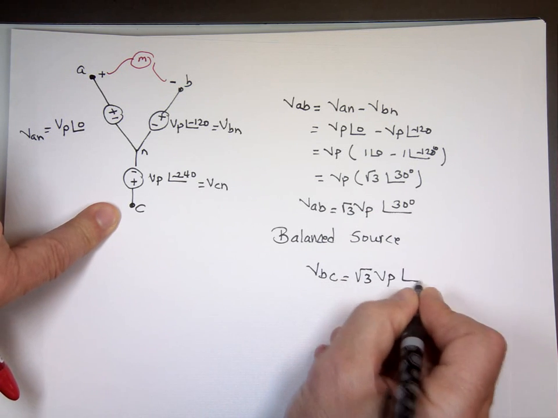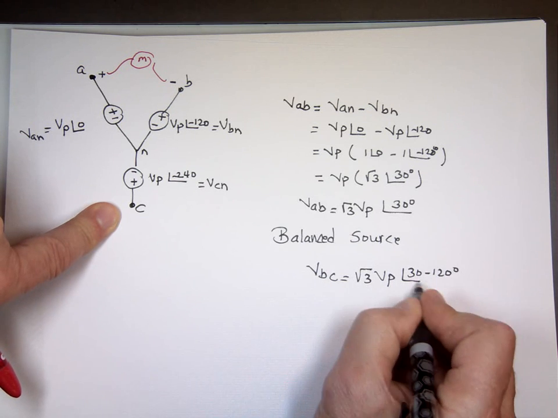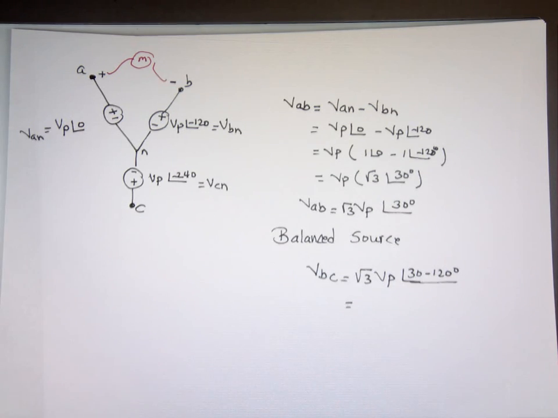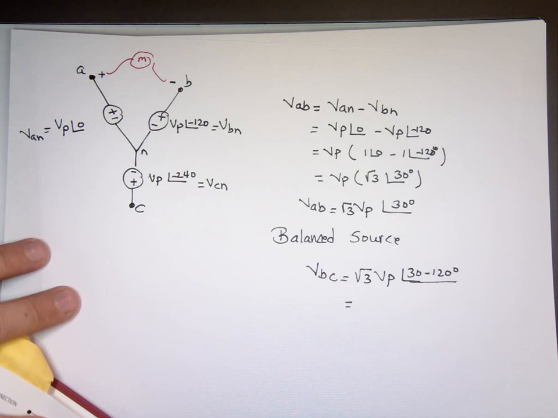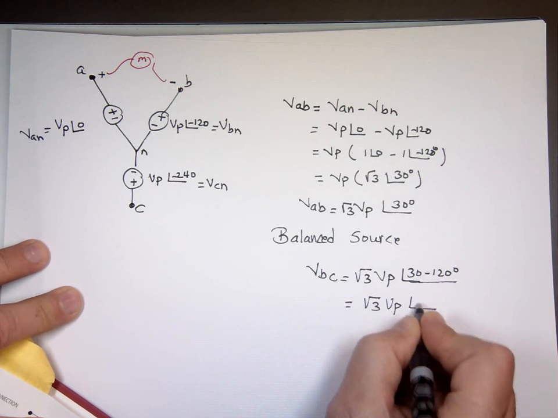And now take this angle and subtract from it 120. So when you subtract 120, what are you going to have for a value? It's negative 90 degrees.